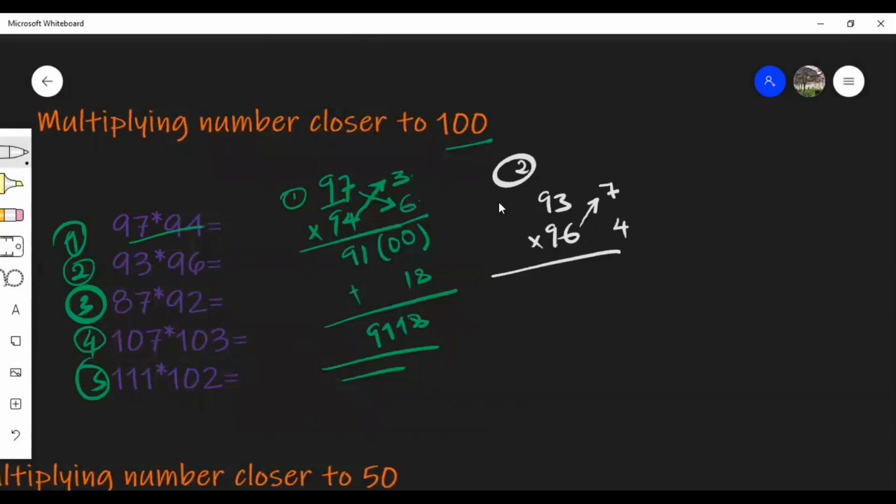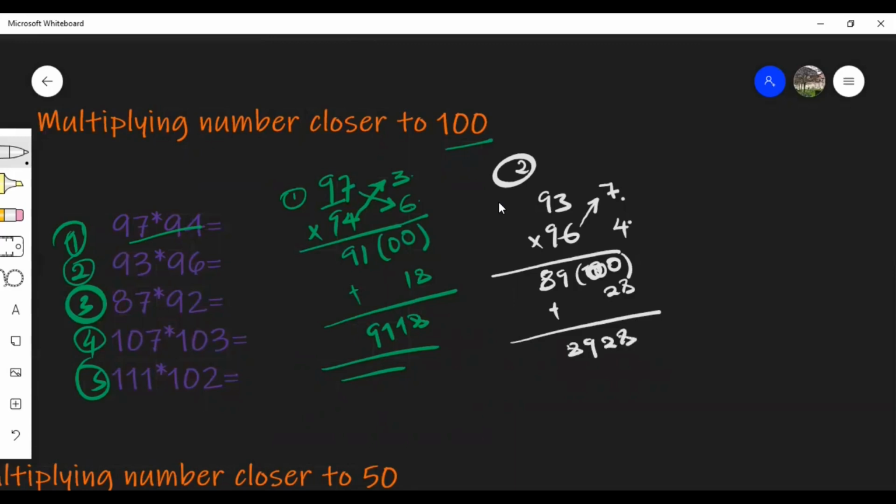So 96 minus 7 gives you 89. And remember, like I said, this is in hundreds. Then what you want to do is multiply 7 and 4. That is 28. This is hundreds, not 100. So add there 28. So if you add it, your answer is 89, 28.